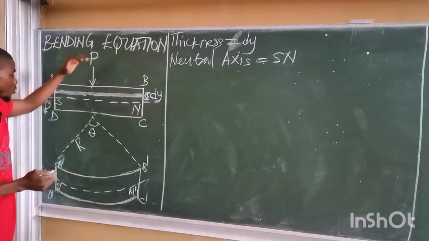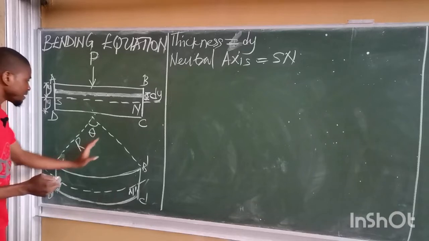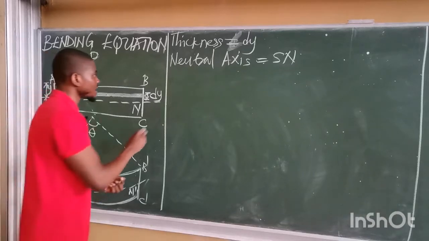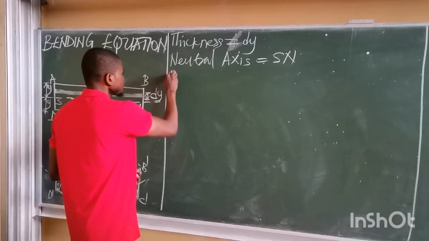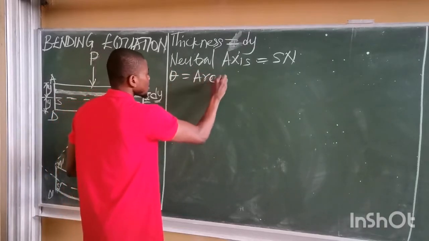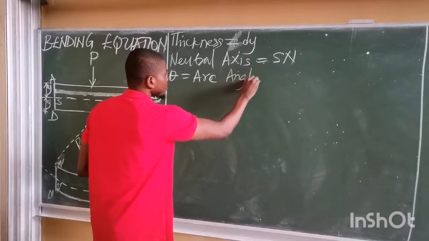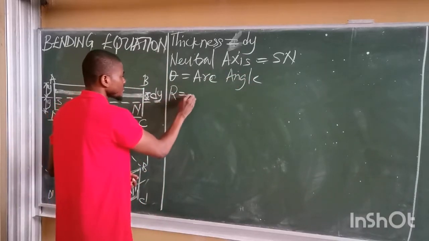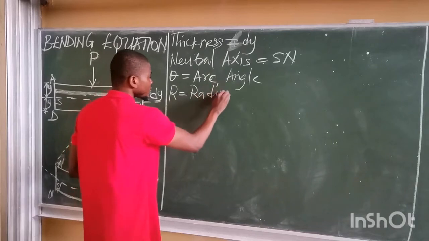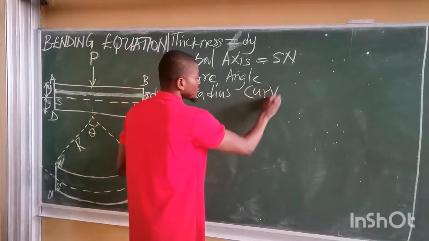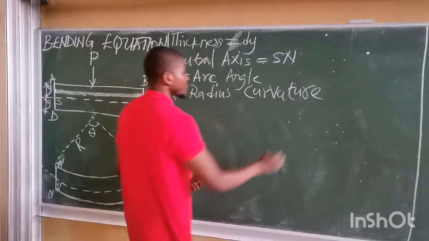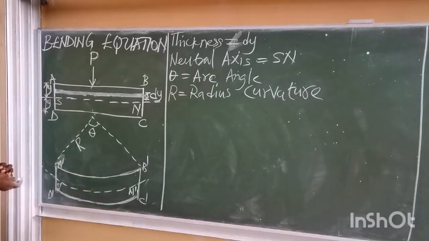All right. Now this load causes a deflection, and then we form this arc. This is called the arc angle. Theta is equal to the arc angle, and r is simply the radius of curvature. Now, if we say that from A to the middle point or the neutral axis is simply what? y. That is the depth of the rectangular beam from point A to the middle point or the neutral axis. We simply call that y.